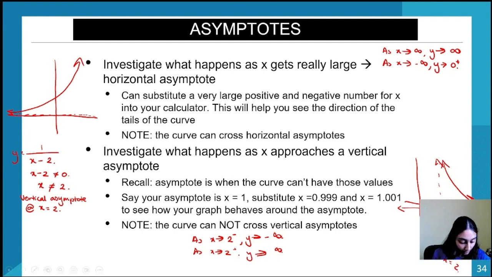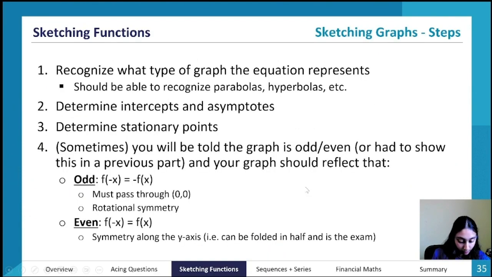Cool. I am not doing well for time, so I'm going to kind of hurry up now. So actually drawing the curve. First recognize the actual type of curve that we've got. So it could be a parabola, a hyperbola, an exponential graph, a log graph. Get familiar with the actual notations for these because it will help you like a quadrillion times more. Then determine actual intercepts and asymptotes. Determine stationary points by doing the first derivatives, points of inflection as well.